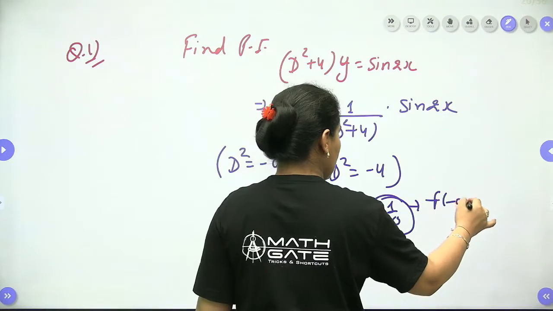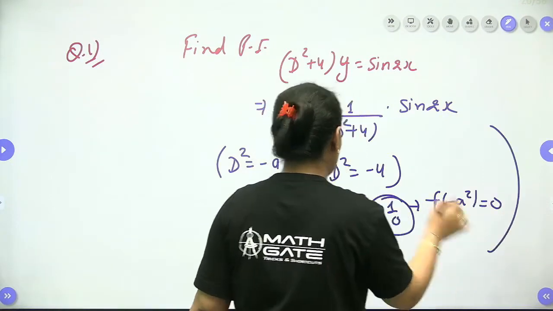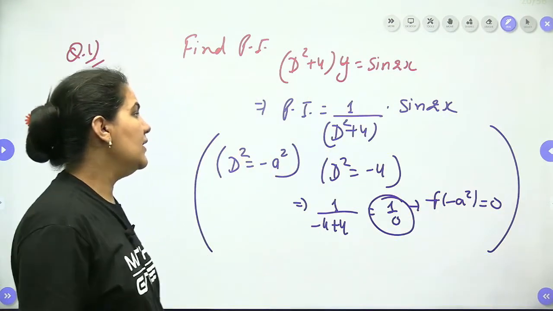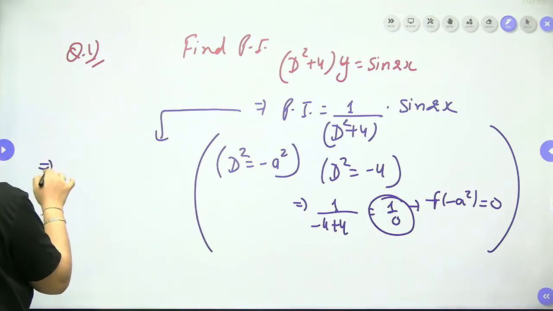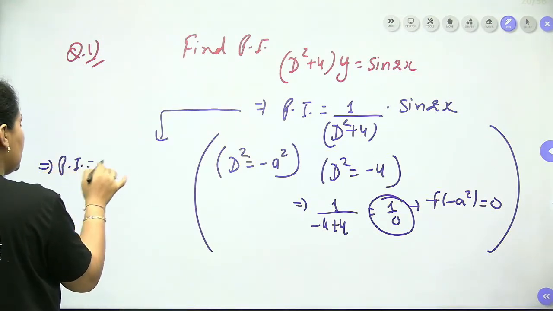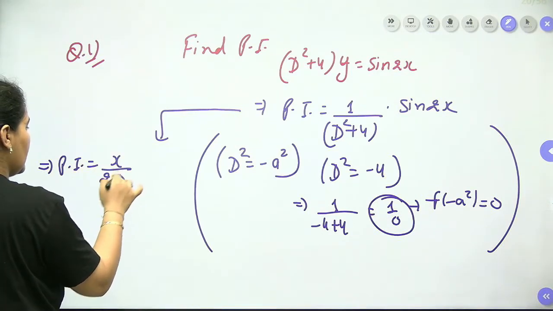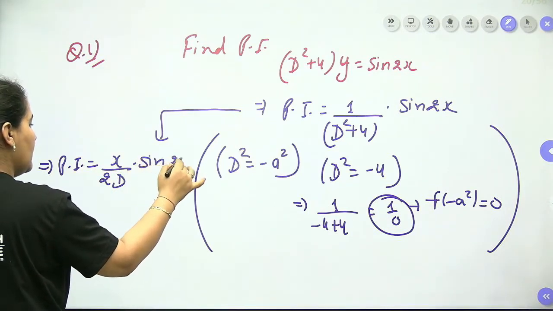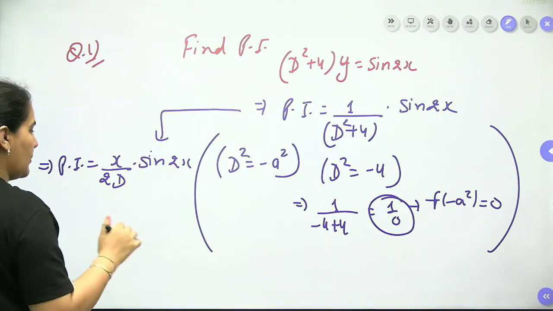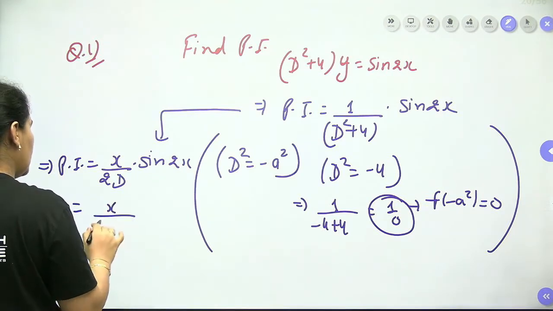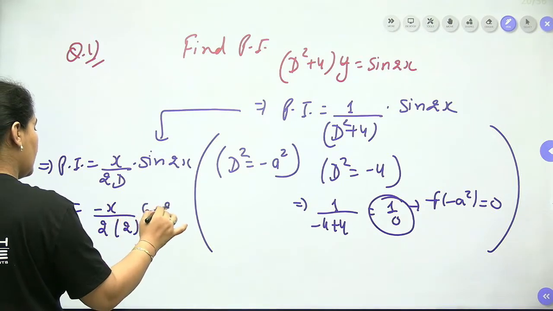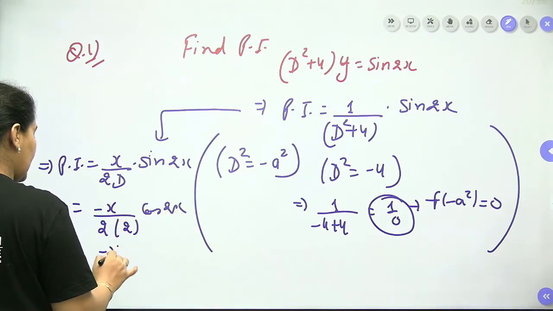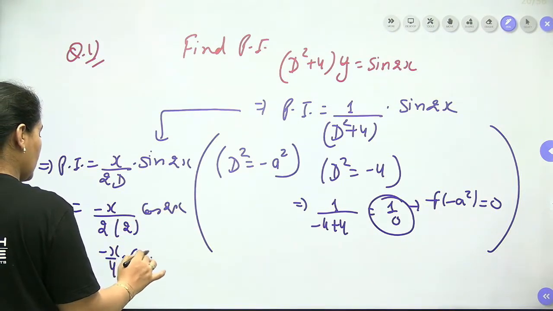You can say your f of minus a square is equal to 0 only, guys. Yes, exactly. So we will go for this approach only, as we discussed earlier. Either you can go with x by 2 into sine of 2x, but my suggestion, dear students, is that you can approach directly. So you can approach x by 2 into 2 minus cos of 2x. So you can directly write down minus x by 4 into cos of 2x.